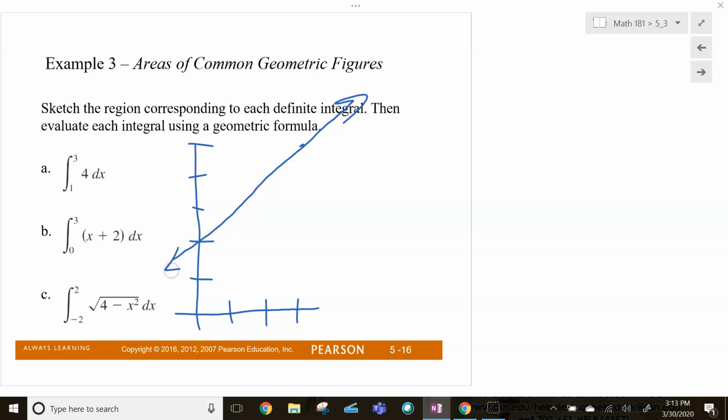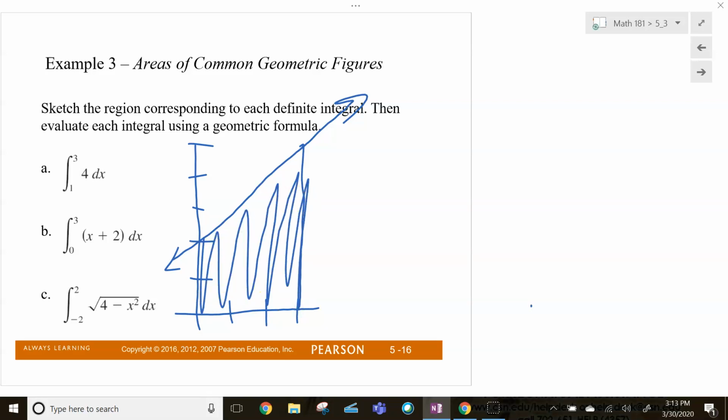Okay, here's our function going from 0 to 3, right? So we're trying to find this area. You could do this one of a couple different ways. You could say, well, this is a trapezoid. If you remember, the area of a trapezoid is 1/2 h times base 1 plus base 2, where this is our height.